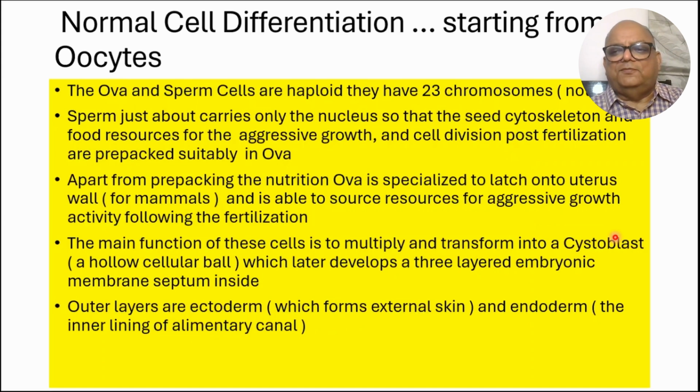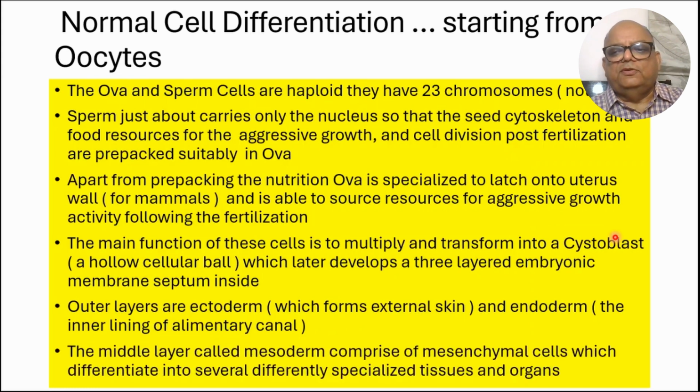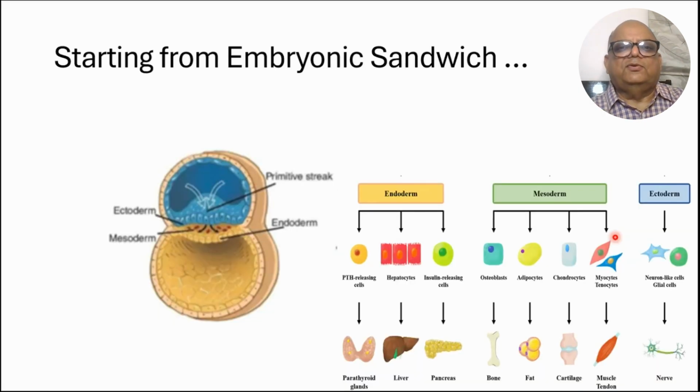That's what it is called. So ectoderm forms the outer layer, endoderm forms the inner layer, that is the alimentary canal lining, and mesoderm forms most of the other tissues. So mesoderm comprises mesenchymal cells, which differentiate into many differently specialized tissues and organs. Okay, so this is the embryonic sandwich.